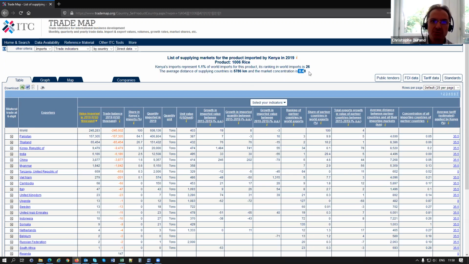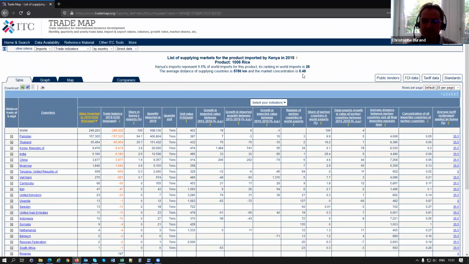And market concentration is 0.48. So if you remember your first presentation about TradeMap, this is an index that tells us how concentrated the supply is. In other words, the lower the number is, the more diversified the supplies are. The higher the number is, the more concentrated the supplies are. And what is low and what is high? Well, actually, in theory, mathematically speaking, this index varies from 0 to 1. But the fact is, if it's below 0.1, then it means it's highly diversified.